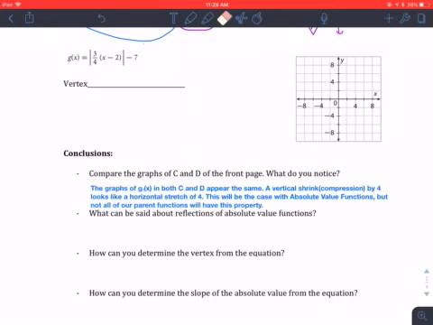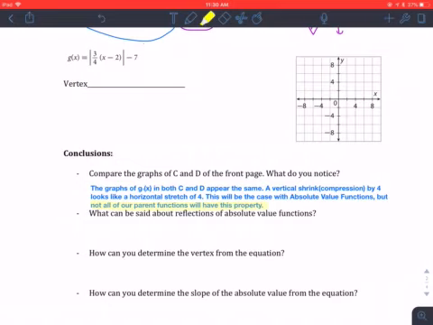So we can say that the graph of g sub 1 of x in both C and D appear the same. A vertical shrink or compression by 4 looks like a horizontal stretch by 4. This will be the case with absolute value functions, but you need to note not all of our parent functions will have this property. Especially when you get to pre-cal with your sinusoidal functions, vertical and horizontal are going to look completely different. But in the case of absolute value, they appear to be the same.